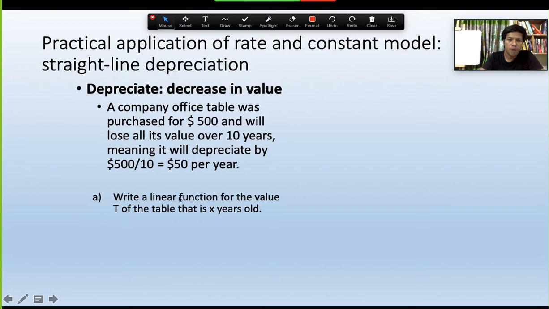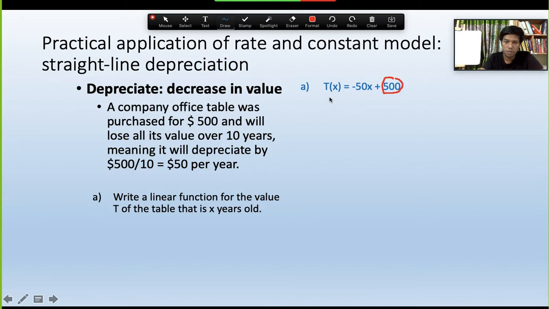So write a linear function for the table t that is x years old. So how can you write that equation here? Now see, in each year it will lose $50. It started from $500. This is the model.